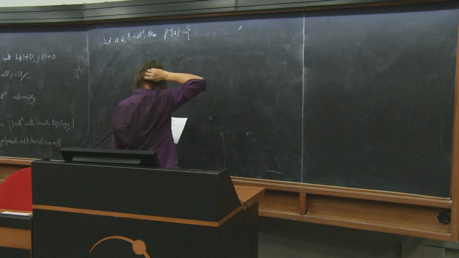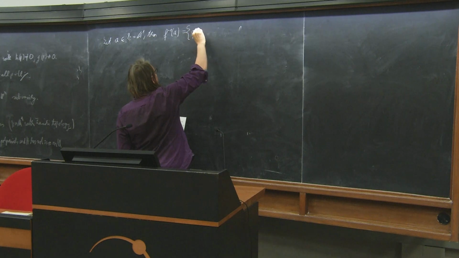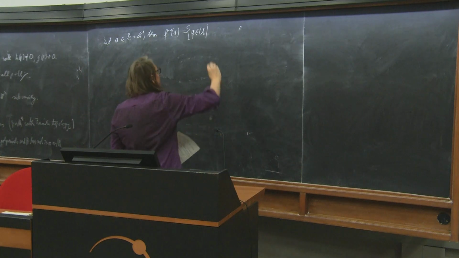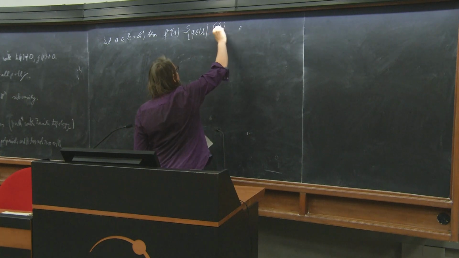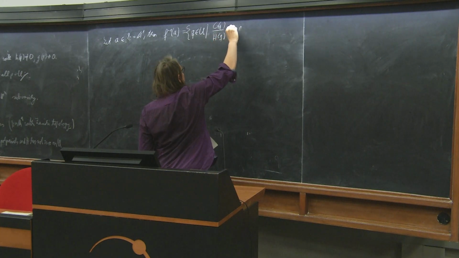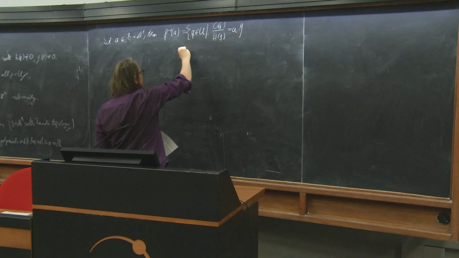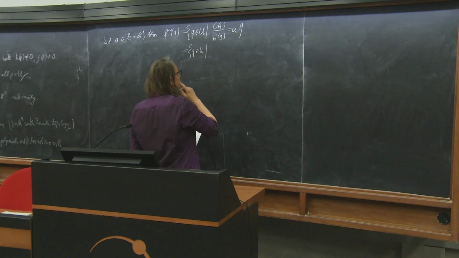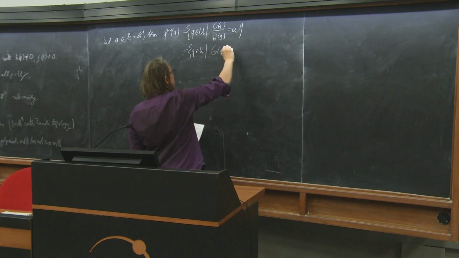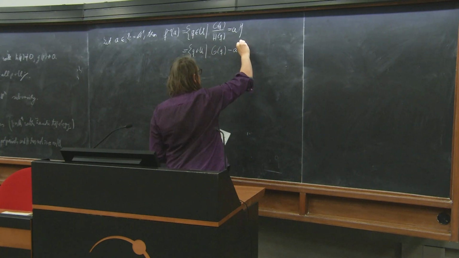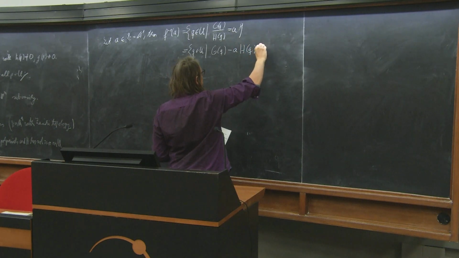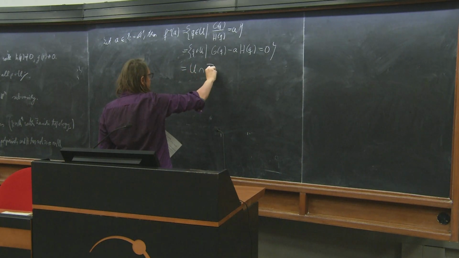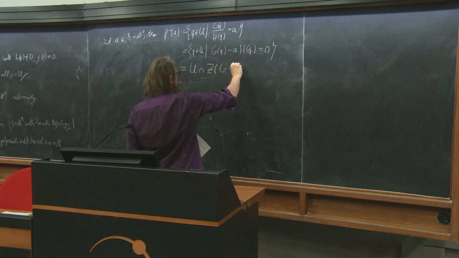It's the set of all Q in U such that G of Q divided by H of Q equals a, which I can also write as the set of all Q in U such that G of Q minus a times H of Q equals 0. So this is equal to U intersected with the zero set of the polynomial G minus a times H.